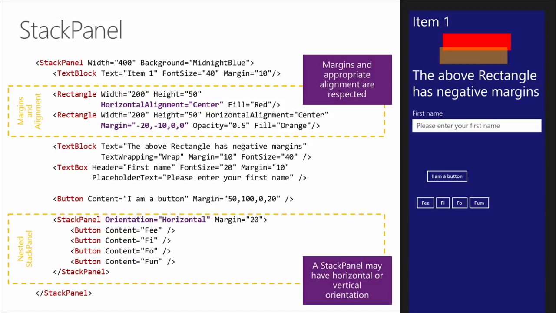So that's why that red rectangle is appearing in the center at a width of 200 and a height of 50. Underneath that, stacked vertically, because the default for a stack panel is vertical orientation, we've got another rectangle which is painted orange. It has a width of 200 and a height of 50, and again is centered, but then we have this margin property which offsets it.